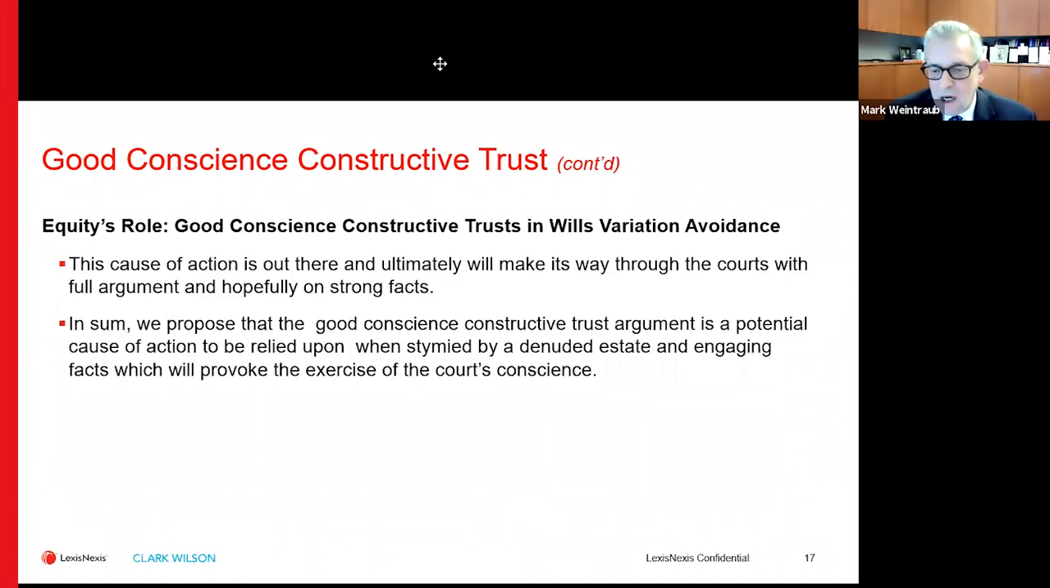All right, next slide. So we think that ultimately this cause of action will make its way through the courts with full argument and hopefully on strong facts.